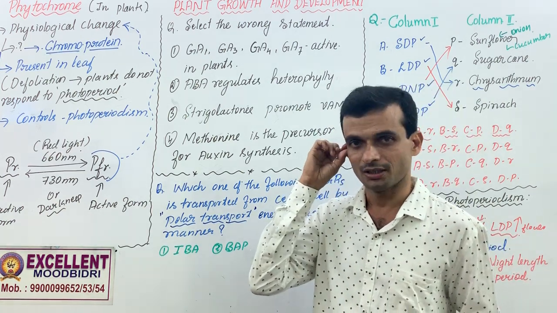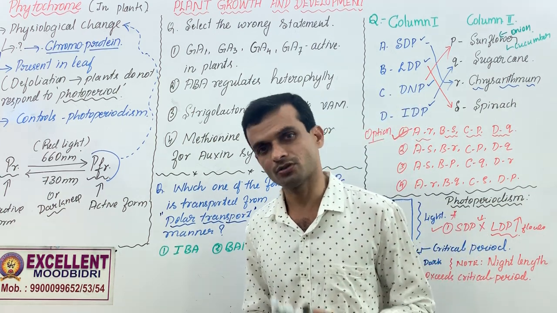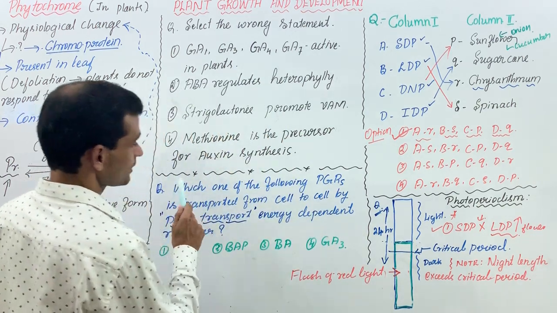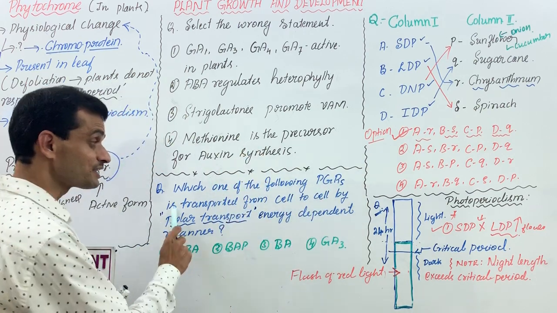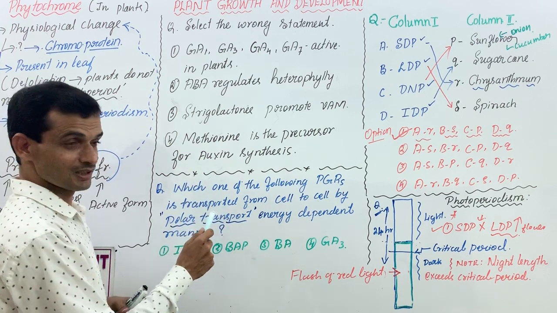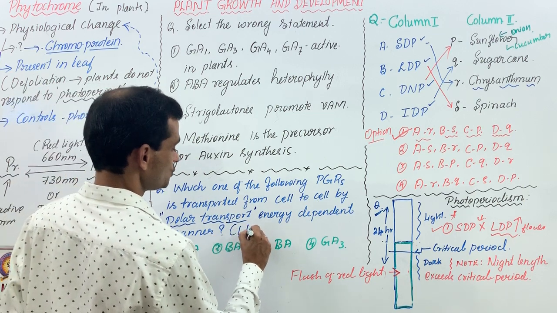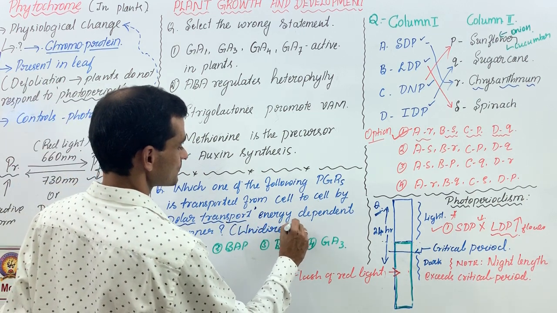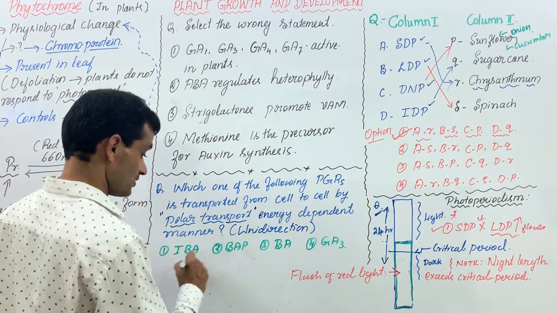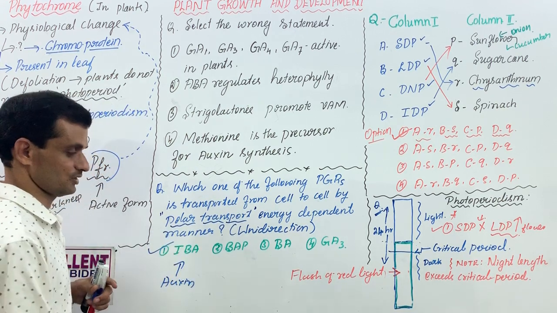Similarly, phloem sap carries several hormones, GA3 or cytokinin and strigolactones and many other type of organic molecules. Now I am asking, which one of the following plant growth regulators is transported from cell to cell, not through xylem, cell to cell by polar transport, energy dependent manner? This type of transport is always unidirectional from one cell to another cell. That is always auxin. This is the correct answer.